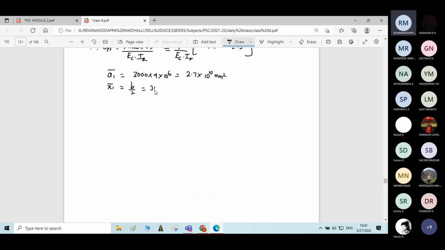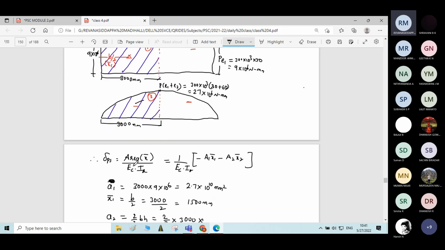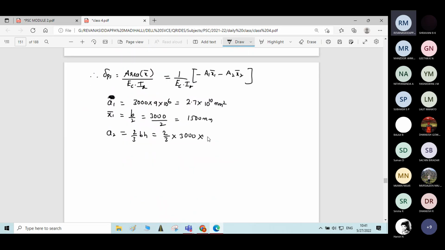B by 2, nothing but 3000 divided by 2, 1500 mm. Then A2, area 2, is a parabola. The formula for finding the area of a parabola is 2/3 of b into h. 2/3 of b is 3000, into the height of the parabola, 27 into 10 power 6. By this, you will get the area of the parabola, that is 5.4 into 10 power 10 mm square.